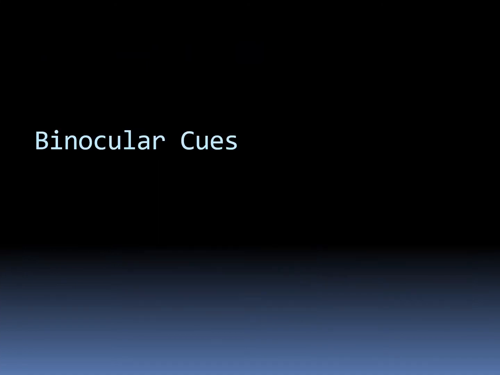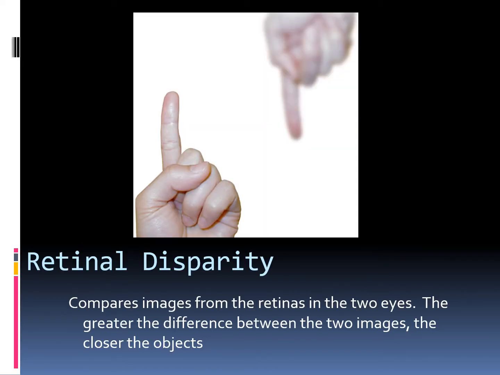So now we're going to talk about some binocular cues. Remember, for binocular cues, you need both eyes, right? So these are ones you can't do for the picture project with the camera. So retinal disparity is one, right? It compares the images from the retinas in the two eyes. The greater the difference between the two images, the closer the object.